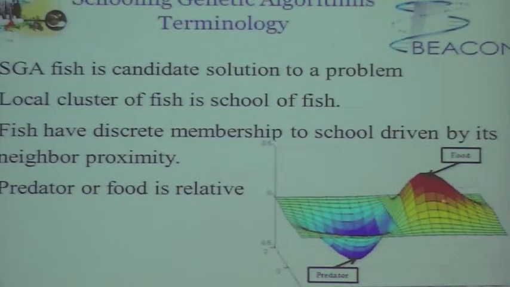Here I have an example. This is in the case of, let's say, a maximization problem, where I am trying to find the best solution. In such a problem, food will be anything that drives my search to what I want, in this case a higher value of my objective function. And the predator will be anything that will drive it away.